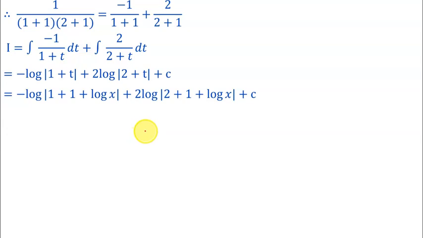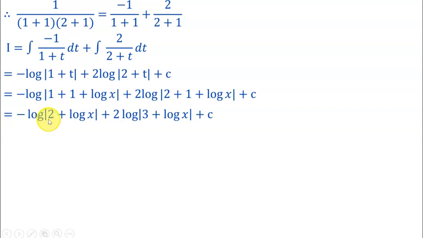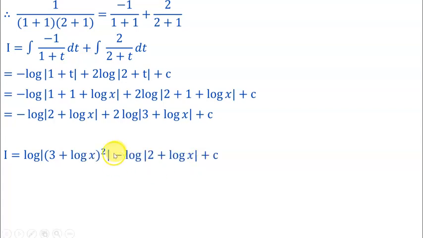Next, replace the value of t, which is 1 plus log of x. Therefore, you will get here minus log of mod of 1 plus 1 plus log of x plus 2 log of mod of 2 plus 1 plus log of x plus c. That is 1 plus 1 is 2, so minus log of mod of 2 plus log x plus 2 log of mod of 3 plus log x plus c. Therefore, the answer I is equals to 2 into log of 3 plus log x means what? Log of mod of 3 plus log x bracket square minus log of 2 plus log x plus c.